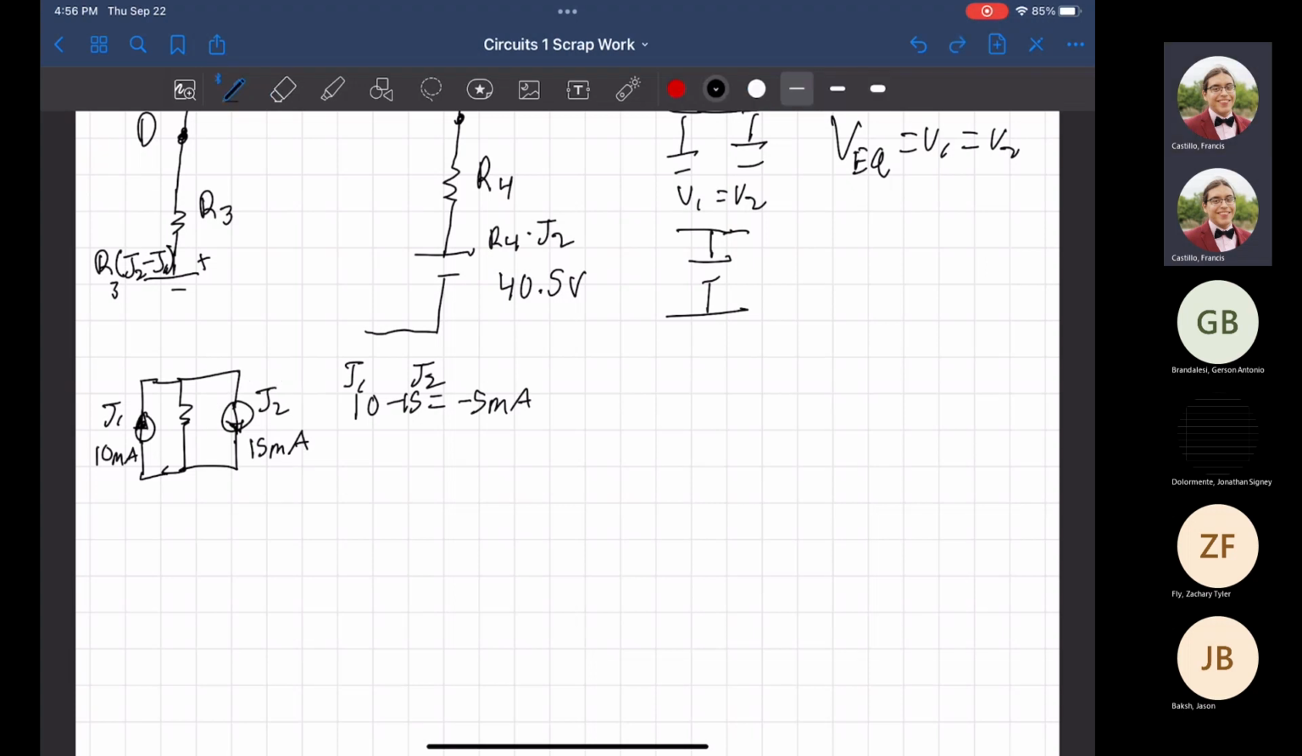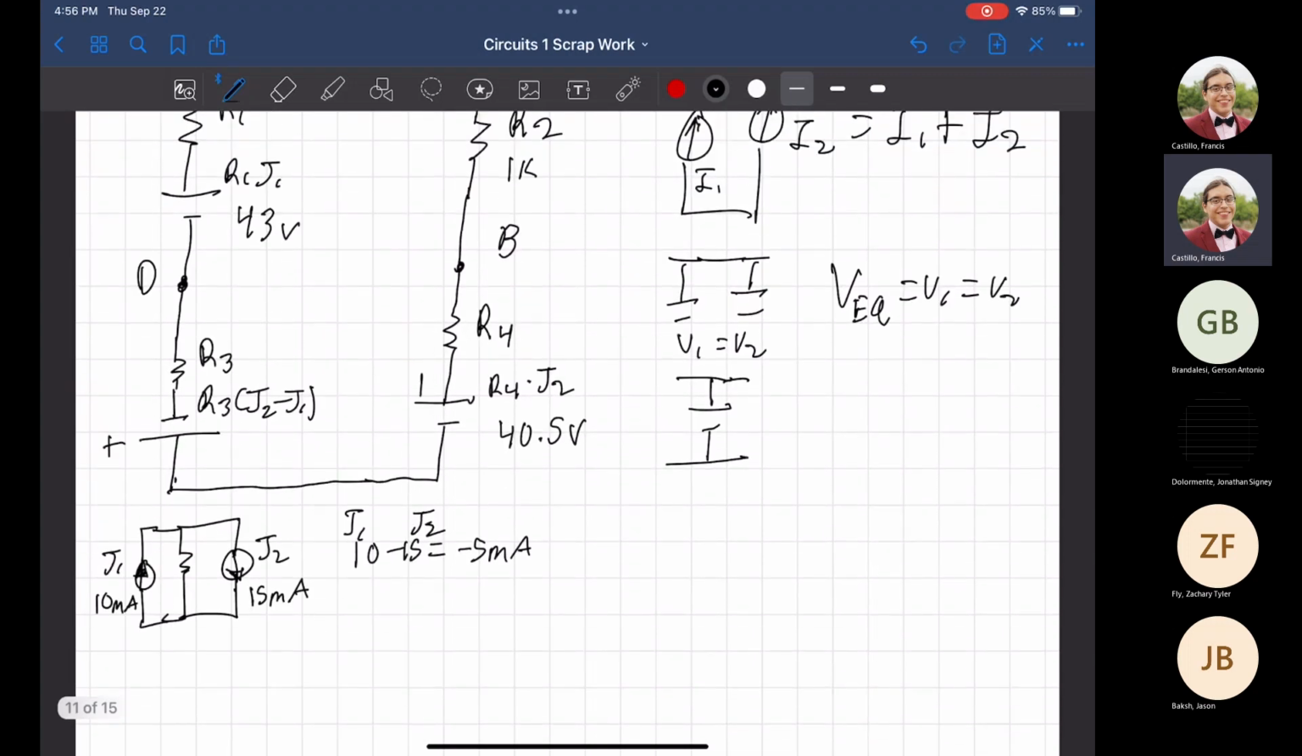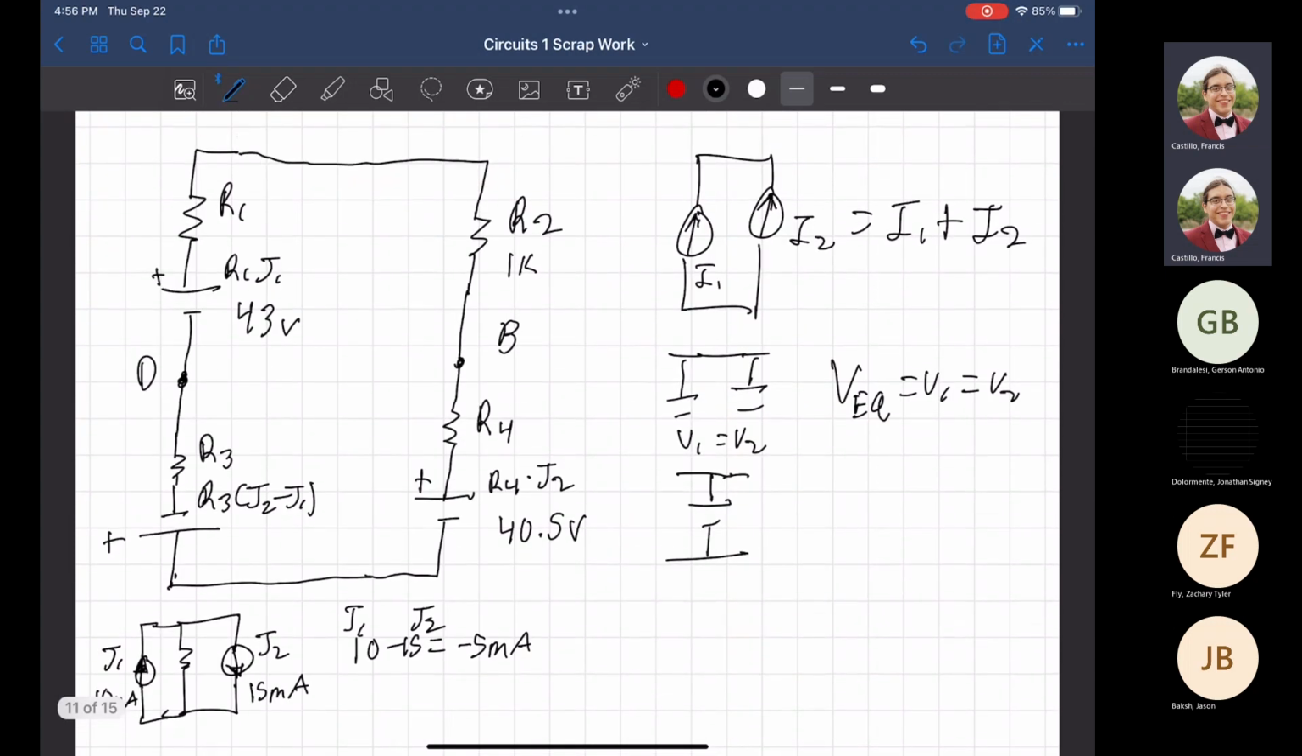So our equivalent circuit is going to be voltage going positive, not like that. I'm going to redraw this real quick. It's going to be R3 times J2 minus J1, where the voltage is traveling downwards. That's where the positive lead is going to be. There's that. So now this is our equivalent circuit that we're working with.